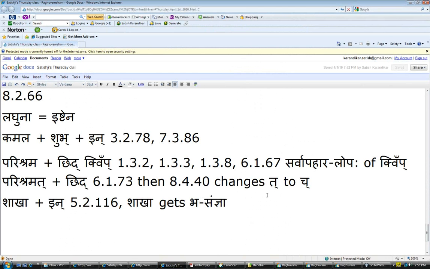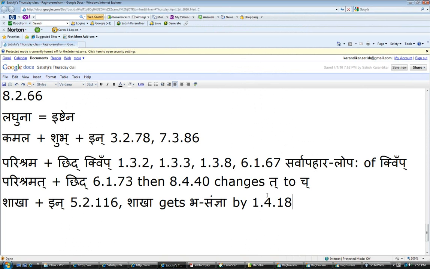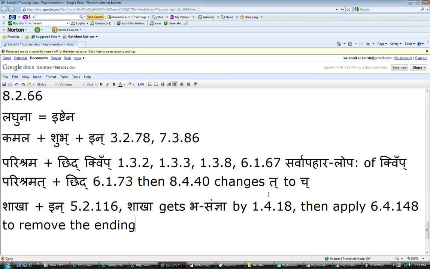Then Shakha gets Bhasanya by 1-4-18, Yachibham, as Anuji said, and that allows us to apply 6-4-148. Yes, teacher. This is important, so it's going to come a lot. To remove the ending A of Shakha. So that will do it. Then we can just join. Otherwise, you could have had the Ad Gunaha coming in there, which we have to avoid. Okay, so then we got the word Shakhin.